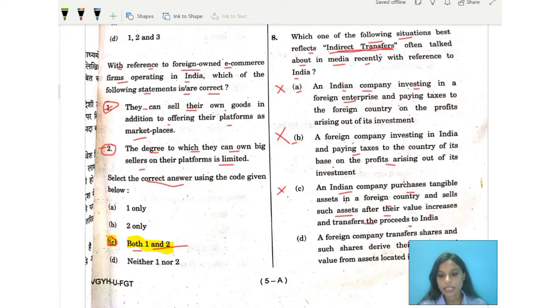Let's go through the last option, that is, a foreign company transfers the shares, and such shares derive their substantial value from the assets which are located in India. Yes, this will go, of course.